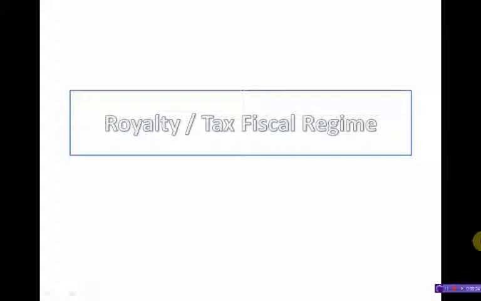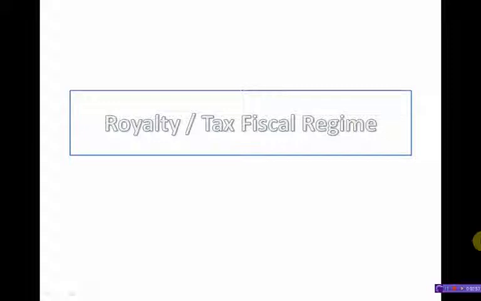As a rule of thumb, royalty tax fiscal regimes are very popular, and more so in the case of developed countries like UK, Norway, Netherlands, or other OECD countries, or countries like USA and Canada and Australia. Whereas fiscal contracts based on profit sharing contracts are more popular in the African continent and Southeast Asian countries.